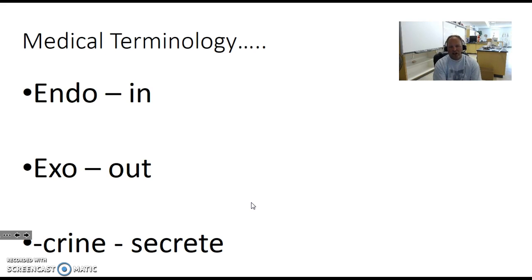So in class, I always ask kids, well, what's an exocrine gland then? And if you directly translate it, it's a gland that secretes out. And an endocrine gland is a gland that secretes in. But the key is you're missing one huge word.